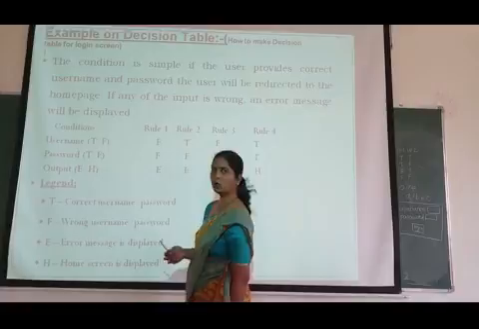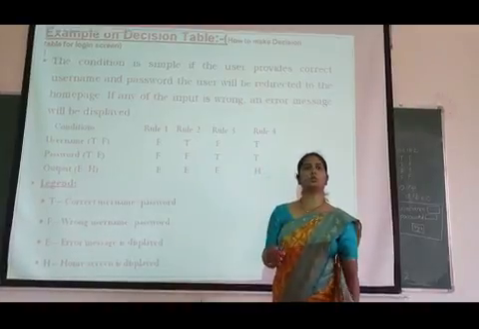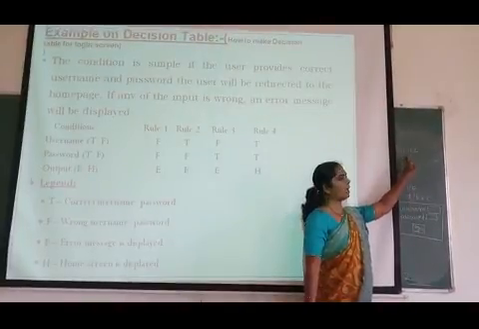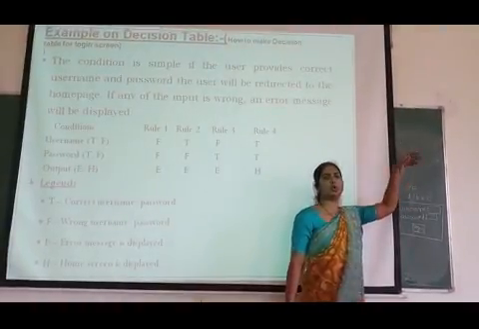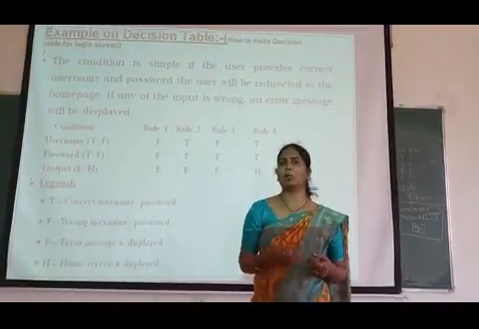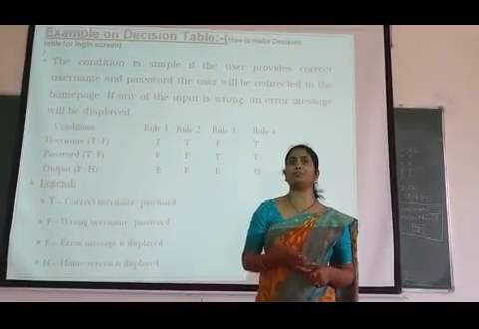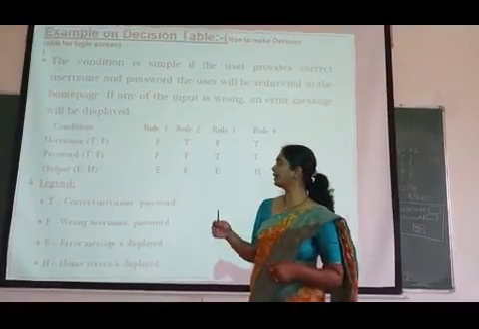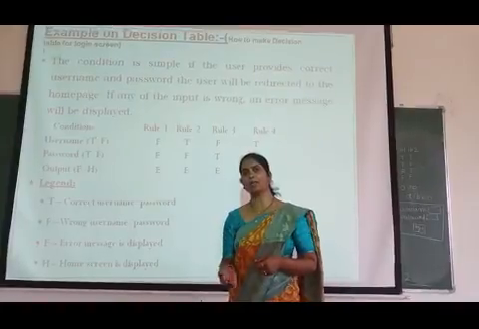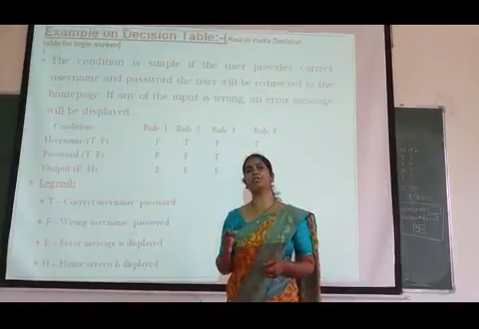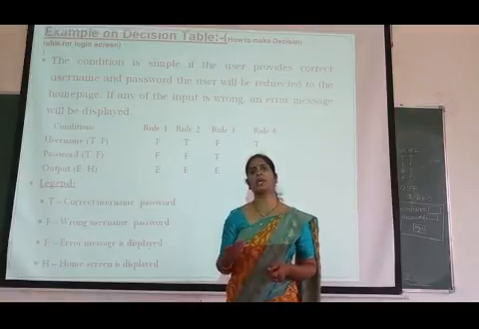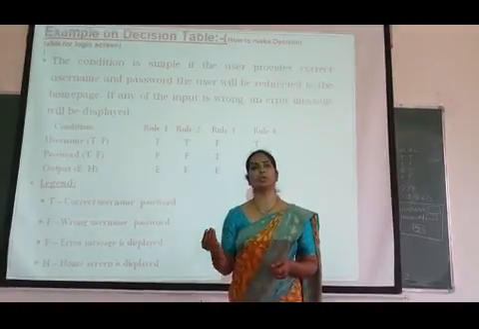Now when the user is trying to give both the values of the input as true, meaning correct values, what will happen? The user is going to be redirected to the home page. And when any one of the inputs is not correct as per the defined rule, then the error message is going to be shown to the user.